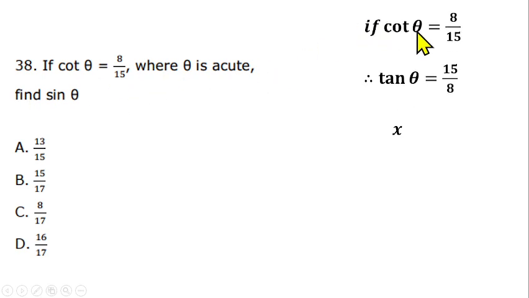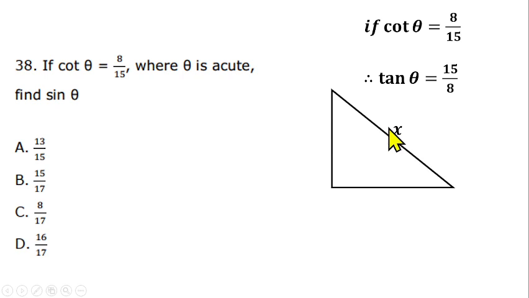So if cot theta is given to us as 8 over 15, I know that cot is the inverse of tan. So that means tan theta will be 15 over 8. If you want to get tan from here, you need to invert this, that gives us tan theta equals 15 over 8. Then you have to look for sin theta.